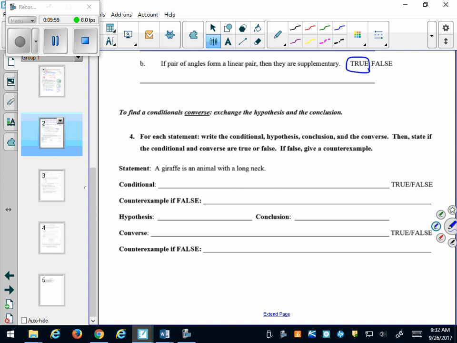All right, to find a converse of a conditional, we're just going to switch the if with the then. In other words, we're switching the hypothesis with the conclusion. So, for example, first we're going to take this, a giraffe is an animal with a long neck, and we're going to turn it into an if-then. If it is a giraffe, then it is an animal with a long neck.